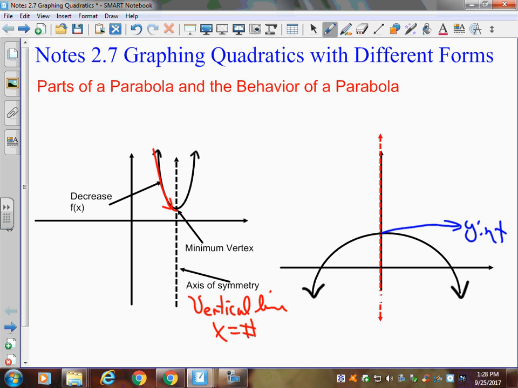That's right. The other side is increasing because you start at the vertex and it goes up. So one side has to be decreasing and one side has to be increasing. That is why there's a minimum vertex down there at the bottom or a maximum up at the top, because it changes directions and goes back the same way it came from, so to speak.